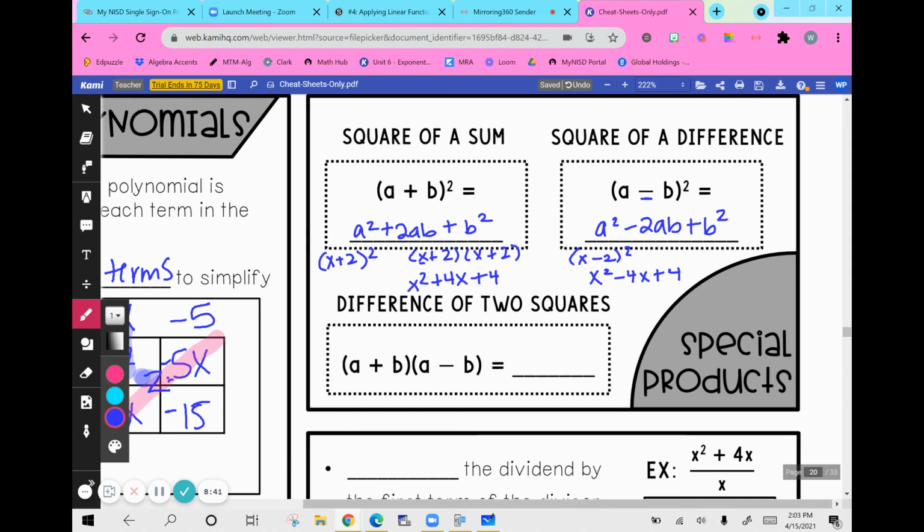And then difference of two squares, which is what I thought we were talking about, it's just a squared minus b squared. So if this was x plus 2 times x minus 2, it would just be x squared minus 4. Okay.